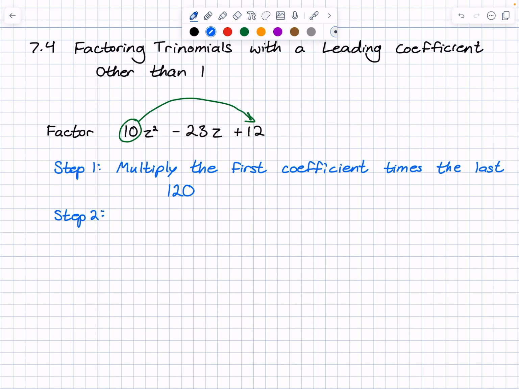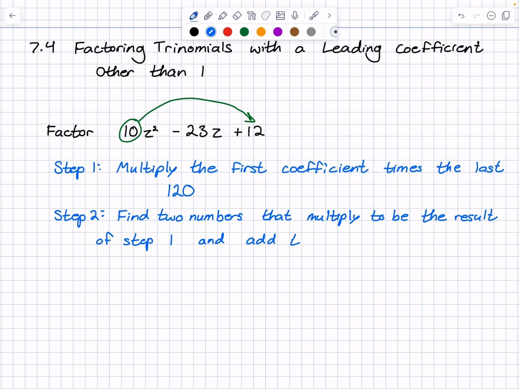Step 2, also going to be exactly the same. You're going to find two numbers, and the two numbers must multiply to be the result of step 1. So they've got to multiply to be 120. I'm going to go ahead and write the result of step 1, but I'm just talking about 120. They multiply to be 120. And they have to do one other thing. They add to be the middle coefficient.